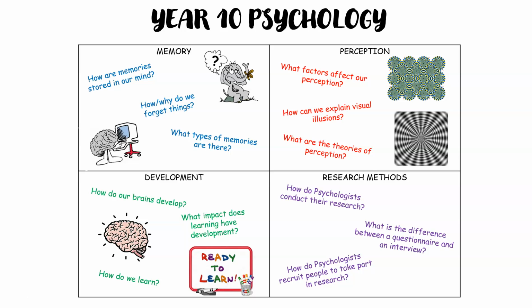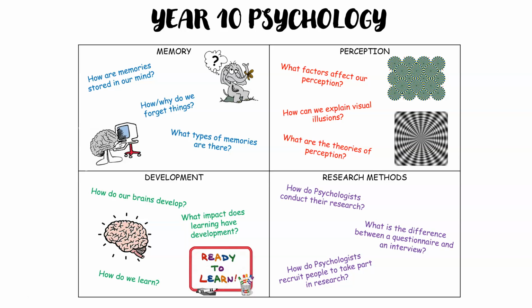So I'm going to start off with Year 10 psychology. So this is what you will study in your first year of the GCSE. So on the screen there, you can see 4 different main topics. We've got memory, perception, development and research methods. And in those topics, I've put some questions that we try to answer in these topics.